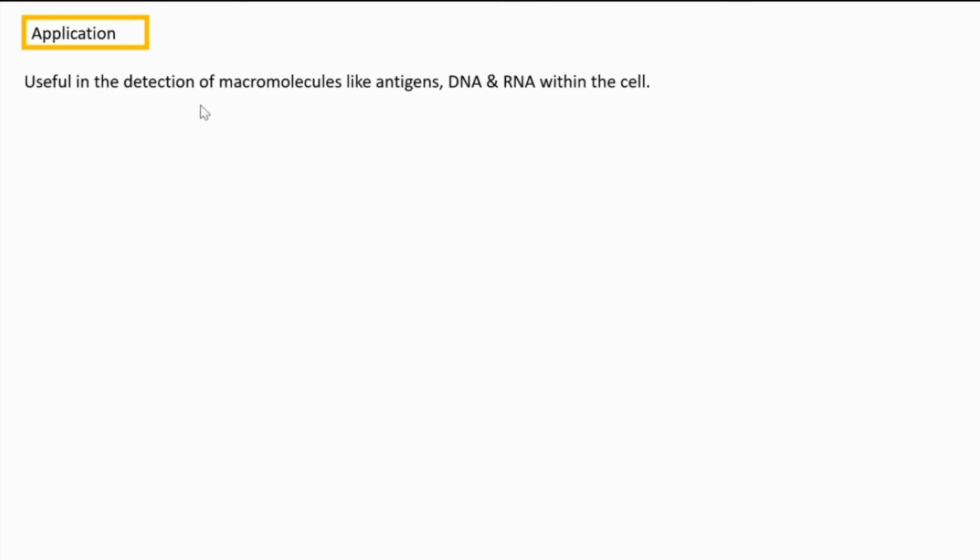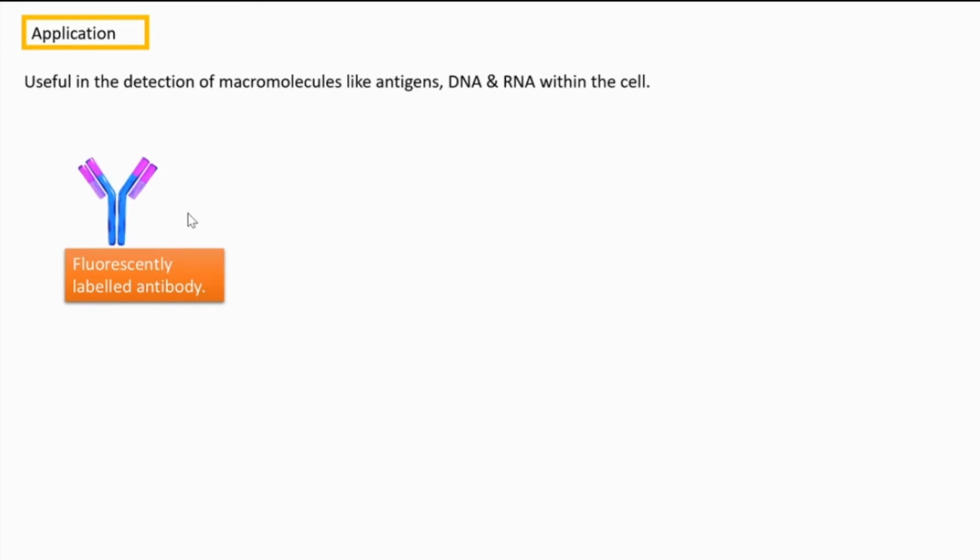It is useful in the detection of macromolecules like antigens, DNA, and RNA present within the cell. So here I am going to explain how antigens are located with the help of a fluorescent microscope. So this is a fluorescently labeled antibody. Fluorescently labeled means it can emit visible light when it is hit by UV light. After absorbing UV light, it can emit visible light. So, as it is fluorescently labeled, it gains that property. Such type of an antibody.